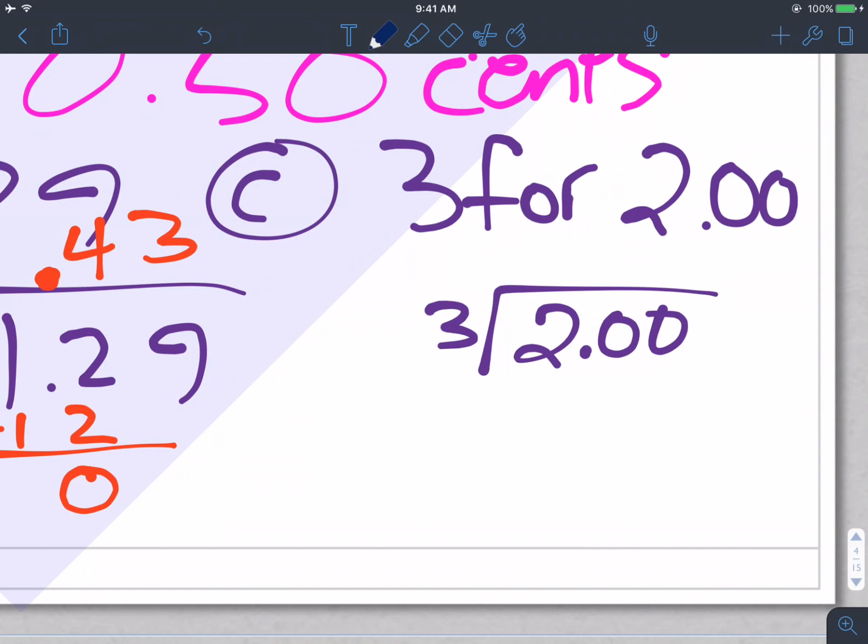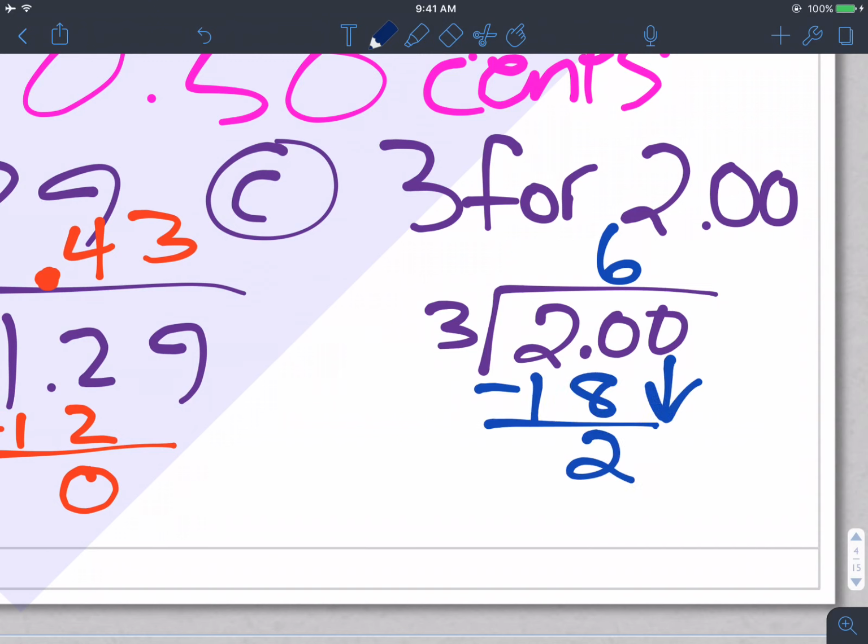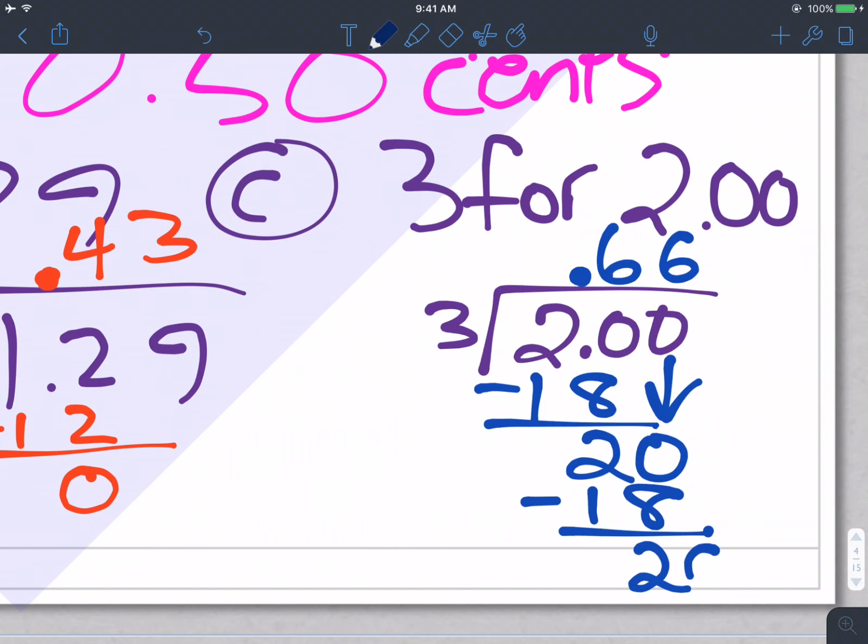Three goes into 20 6 times. And I multiply and subtract. Now I bring down that 0. And notice it's the same number. So it looks like it's going to repeat forever. Multiply 3 times 6, subtract, you get 2 left over again. So you can add a 0 here. And I can keep adding zeros on forever. But notice the pattern. It's just going to be 0.6 repeating, and it's going to go on forever.